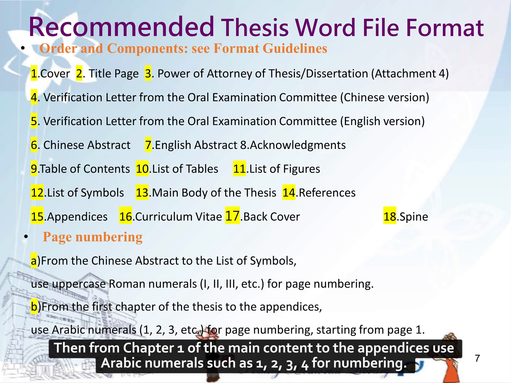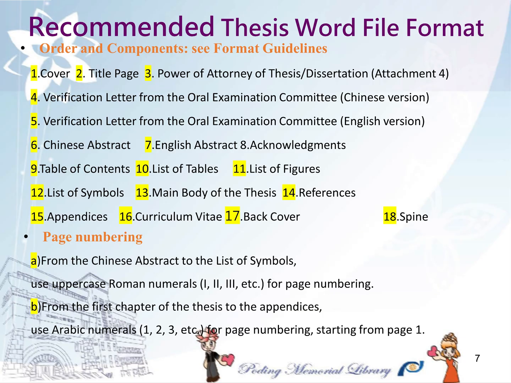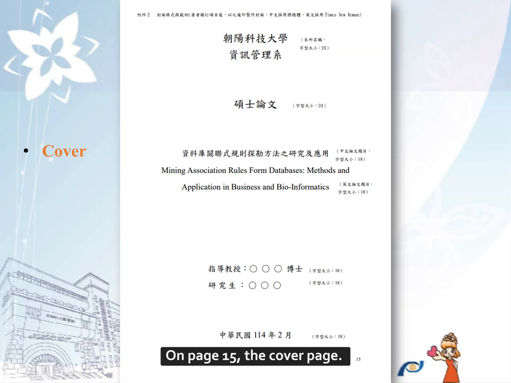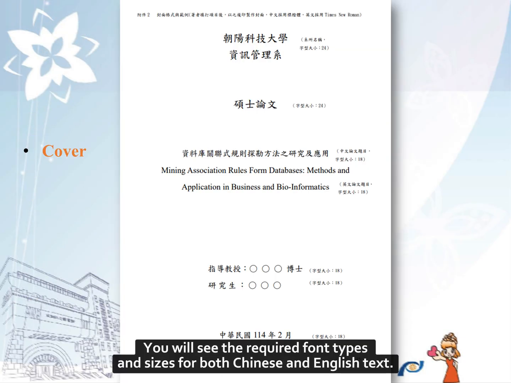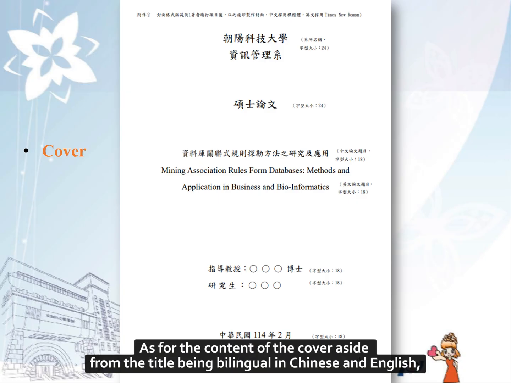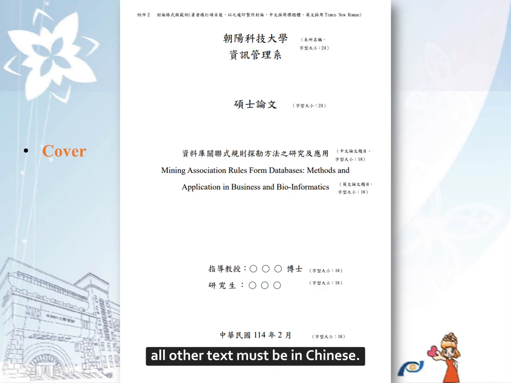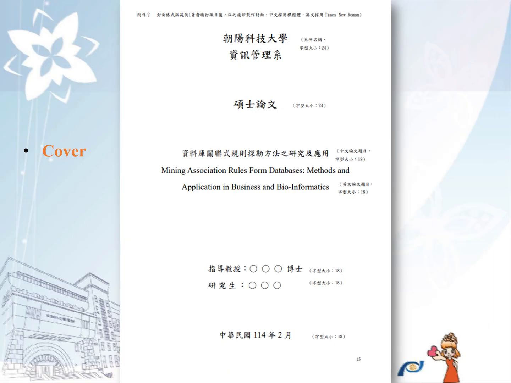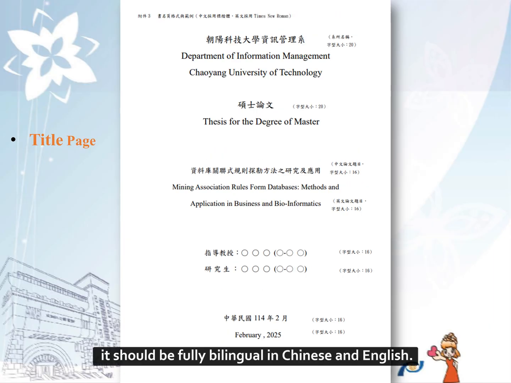Then from chapter 1 of the main content to the appendices, use Arabic numerals such as 1, 2, 3, 4 for numbering. On page 15, the cover page, you will see the required font types and sizes for both Chinese and English text. As for the content of the cover, aside from the title being bilingual in Chinese and English, all other text must be in Chinese. As for the title page, it should be fully bilingual in Chinese and English.